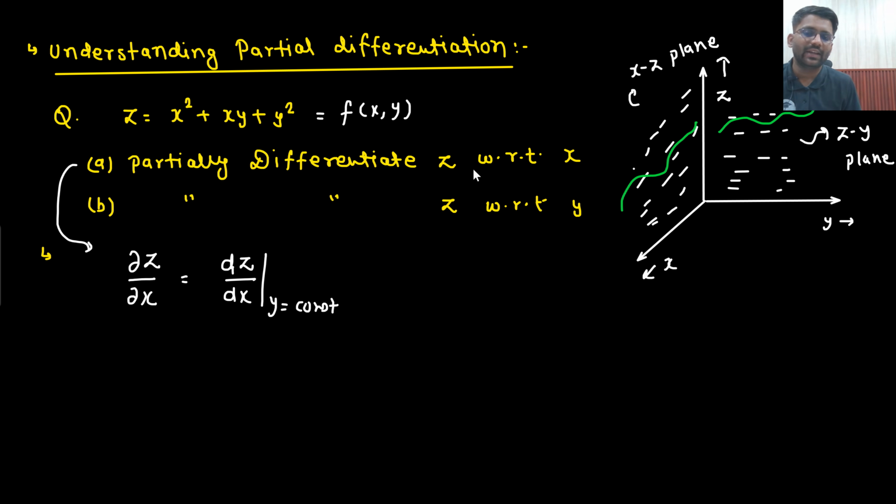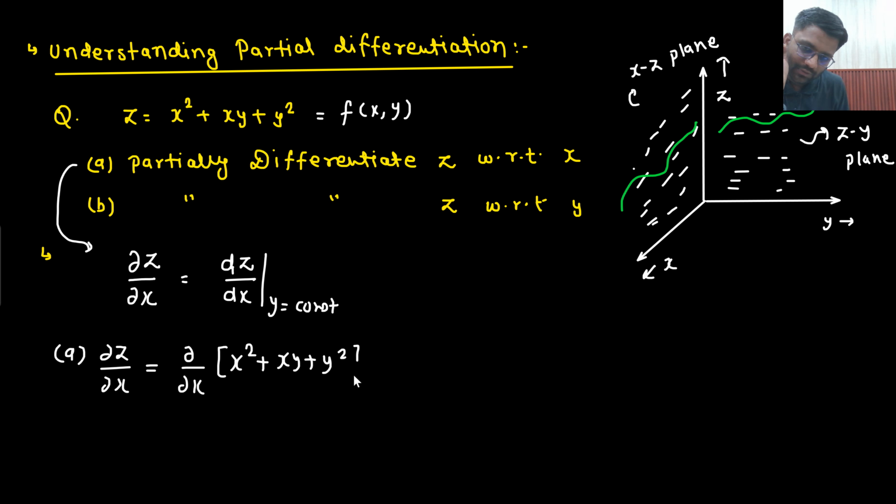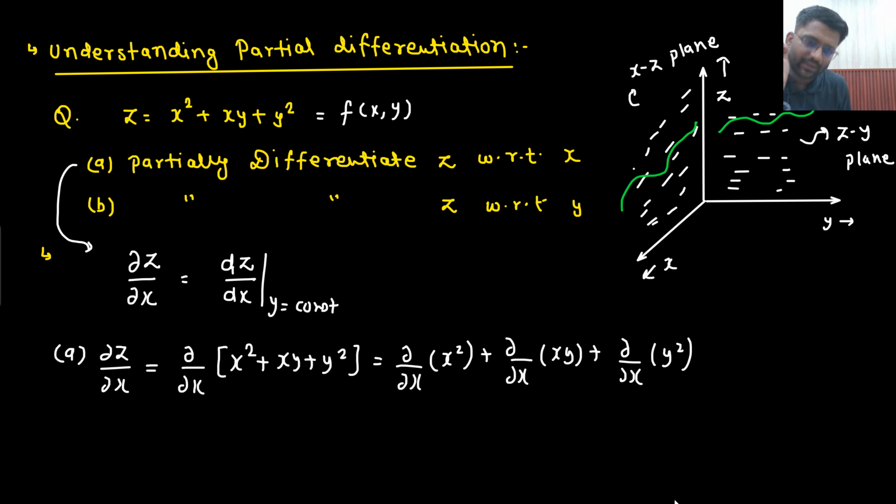Very simple meaning. If they are asking for partial differentiation, what will you do? Sir, we have to do the partial differentiation. Del z by del x we need to do. Sir, I will simply differentiate, but keeping y as a constant. Differentiation of x square with respect to x will be 2x. Or let's write it down completely. So del by del x, we are going to do x square plus xy plus y square. It could be written as del by del x of x square, plus del by del x of xy, plus del by del x of y square.